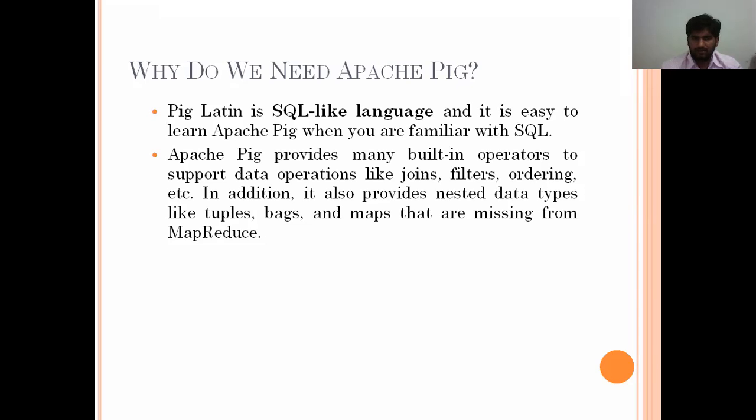In addition, it also provides nested data types like tuples, bags, and maps, which are missing from MapReduce. So that is what we are missing in MapReduce. Those additional things are also provided by Apache Pig. Okay. So what is the first use?